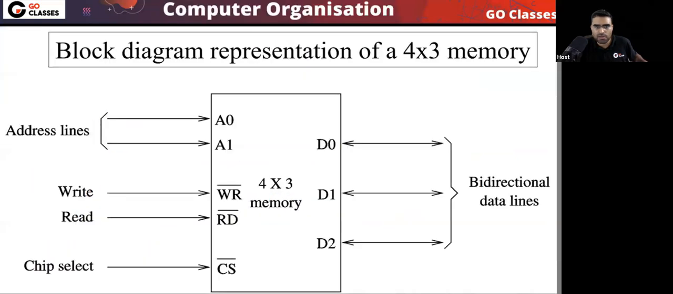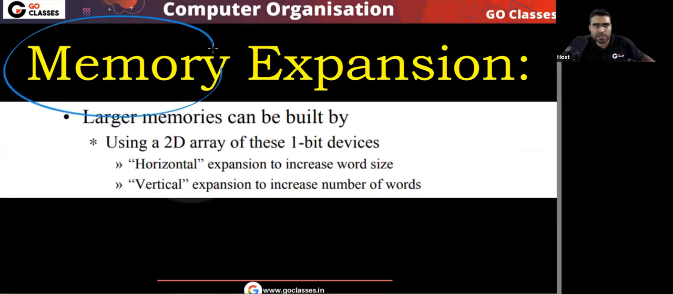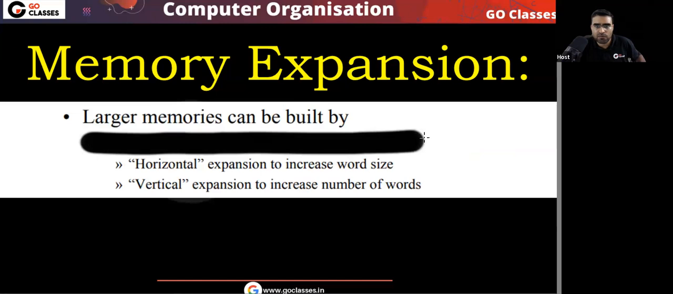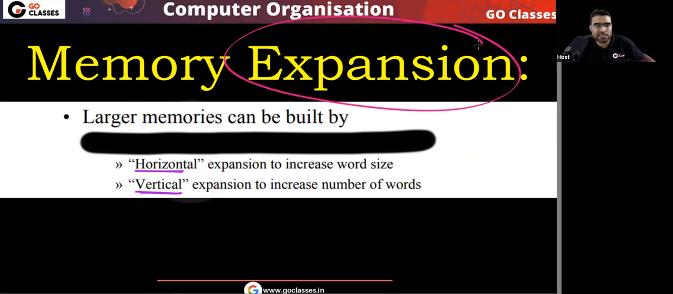Now let's move on. We were discussing memory expansion, and I told you there are 2 types: one is horizontal expansion, another is vertical expansion. We saw this topic in the previous lecture. Basically, you want to build larger memories, so you can do memory expansion.